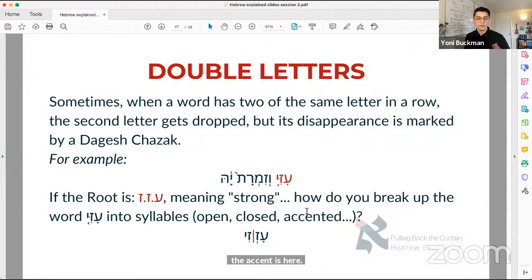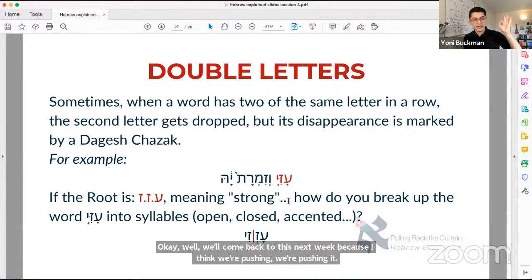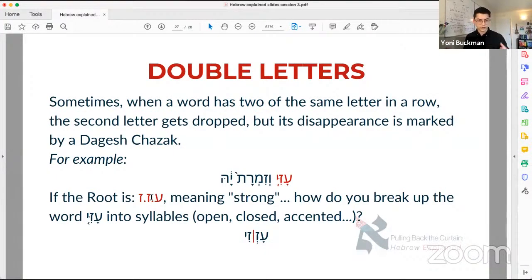Okay, we'll come back to this next week because I think we're pushing it. But this explains the same thing here, right? That we all know from Havdalah and from the Song of the Sea, right? The phrase Ozi v'zimratia, same thing here. This vowel makes an O sound because there's a dagesh chazak in the zayin, which is hiding the second zayin from the root, which means strong. And so again, when you break it up, it turns into Oz Z.